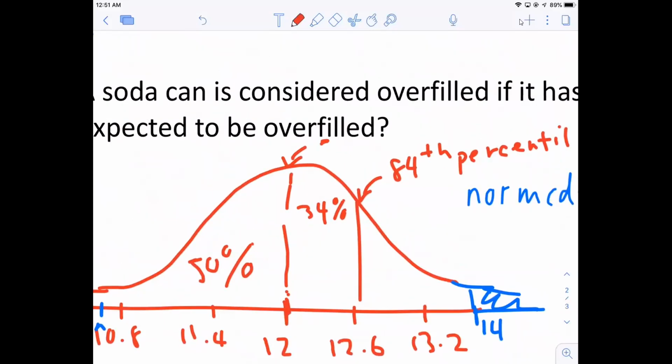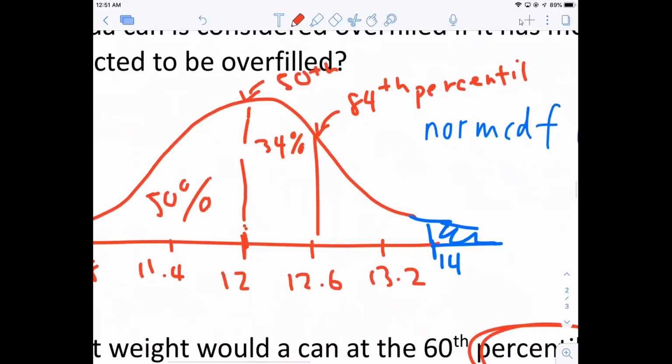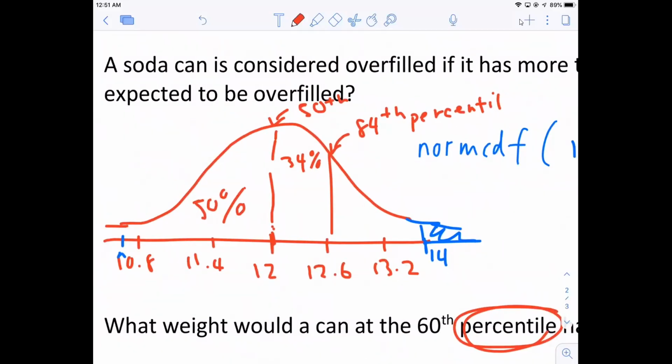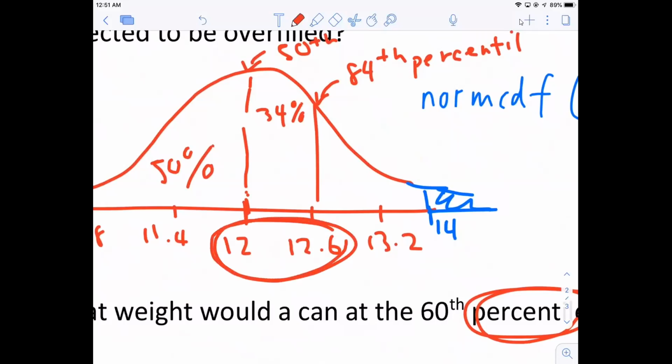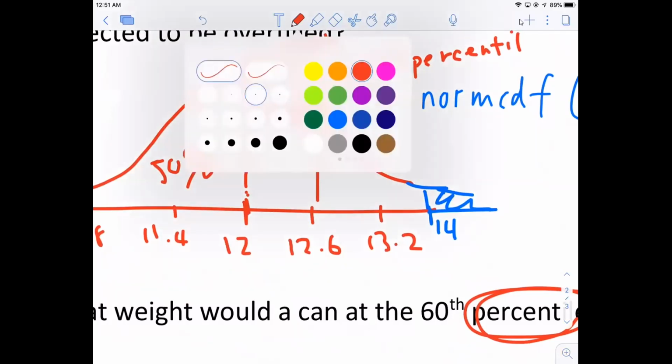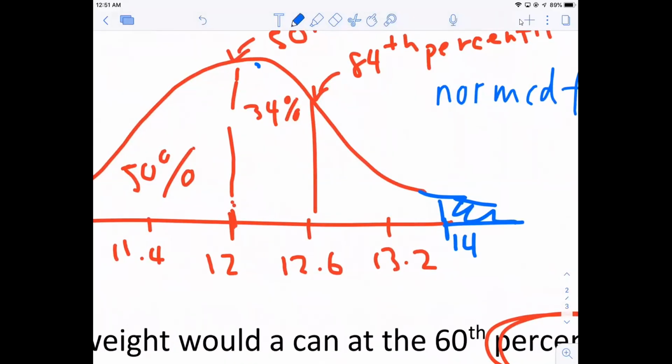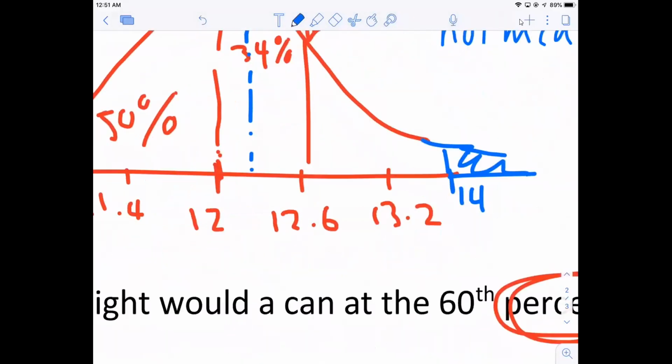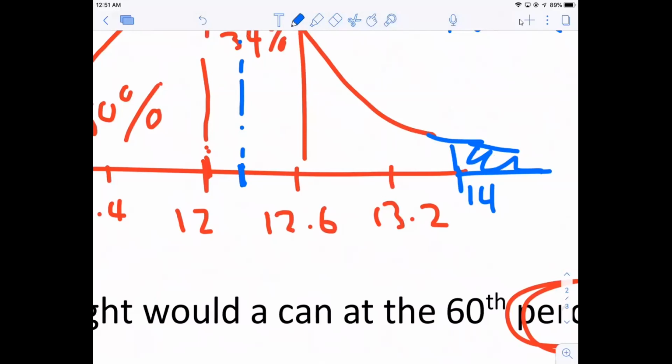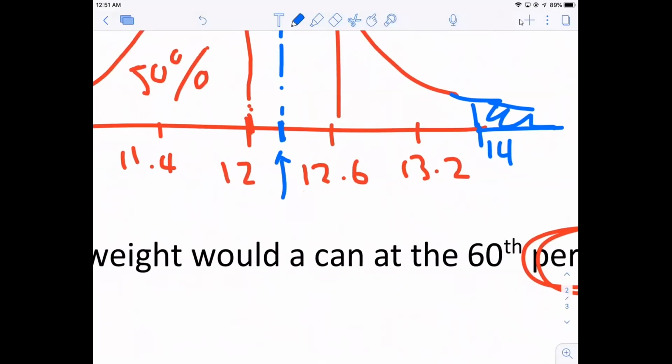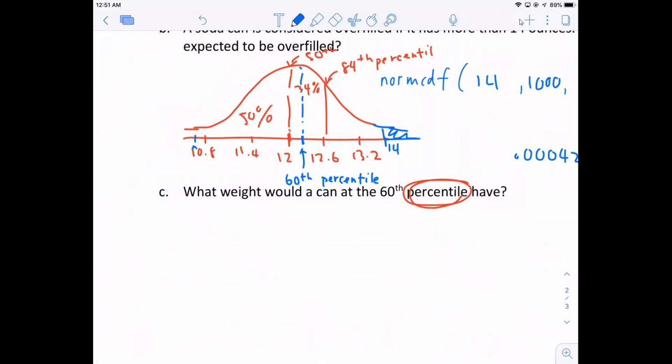This is the 50th percentile, of course. And so we're looking for the 60th percentile. It's going to be somewhere in between 12 and 12.6, right? So you can't just do a linear interpolation, because it's obviously not going to be linear, but we know it's somewhere over there. That there is around the 60th percentile. So somewhere between 12 and 12.6 ounces is what we're expecting for the weight of the can.